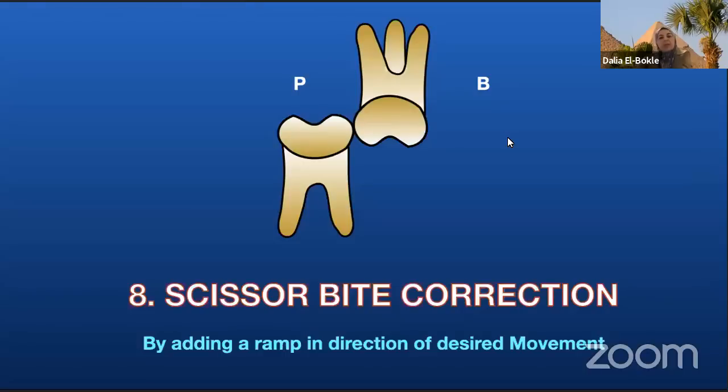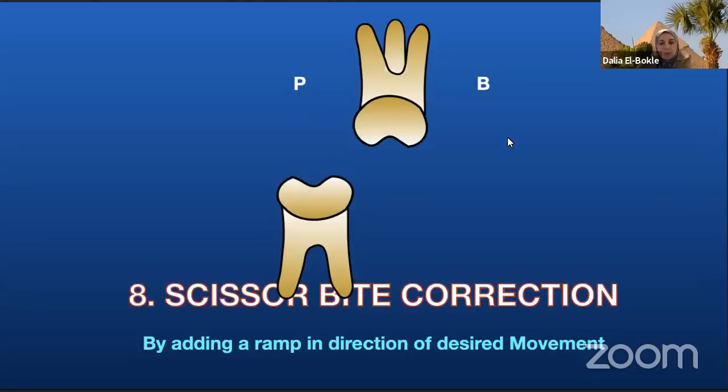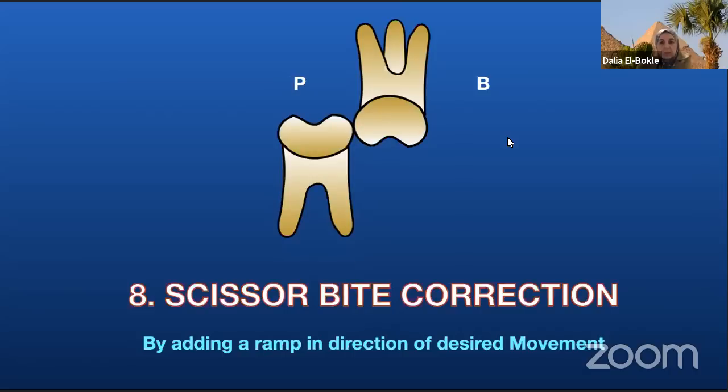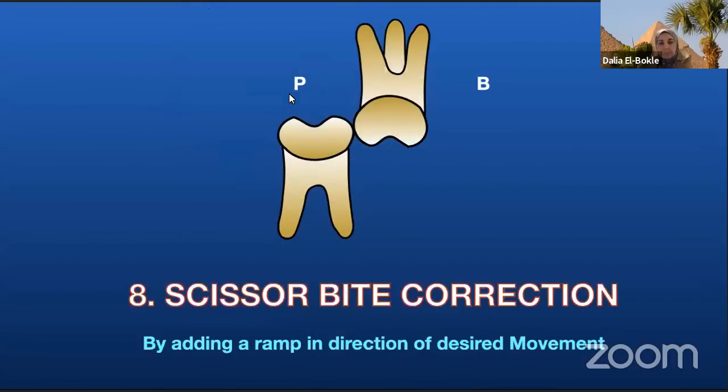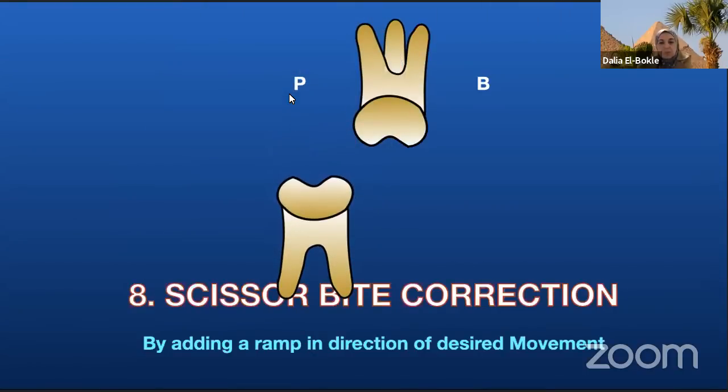The eighth indication is scissor bite correction. And this can be done by adding a ramp or a bite table with an angle in the direction of the desired movement. And let me show you how. So here is a case with a scissor bite, because this is the buccal, this is the palatal, and the patient opens the mouth.